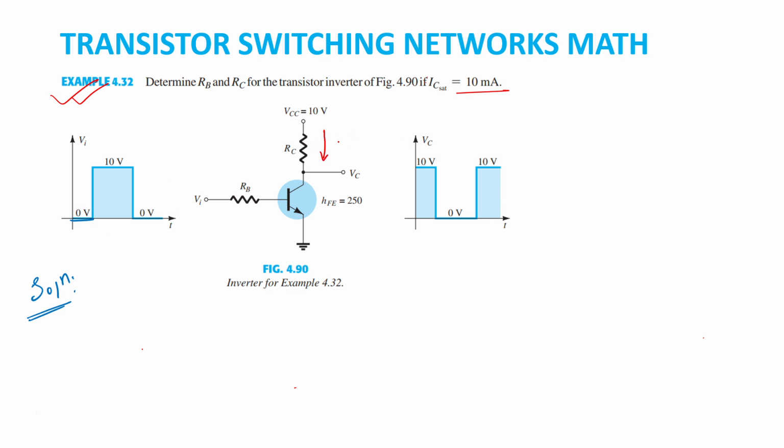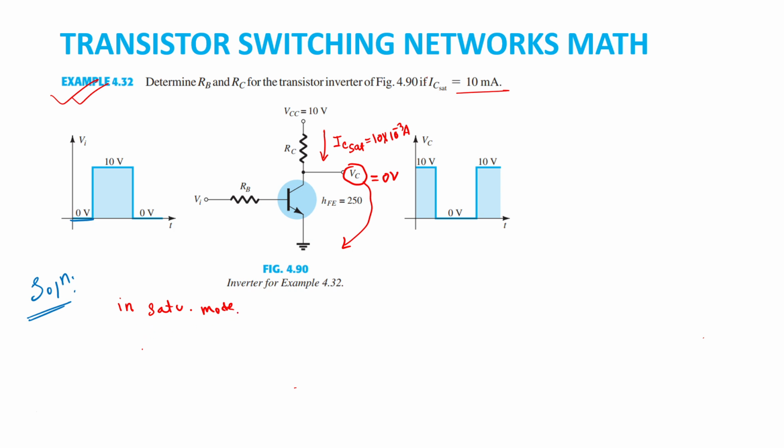Given that IC saturation is 10 milliampere, that means 10 into 10 to the power minus 3 ampere. We know that a transistor acts as a switch in the saturation mode and cutoff mode. In saturation mode, we have to keep in mind that VC is equal to 0 volt, so there is no VCE.